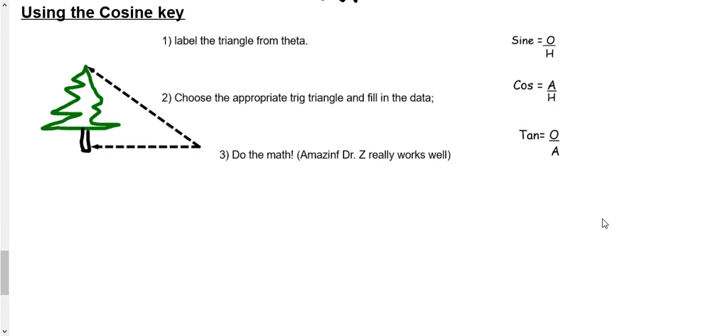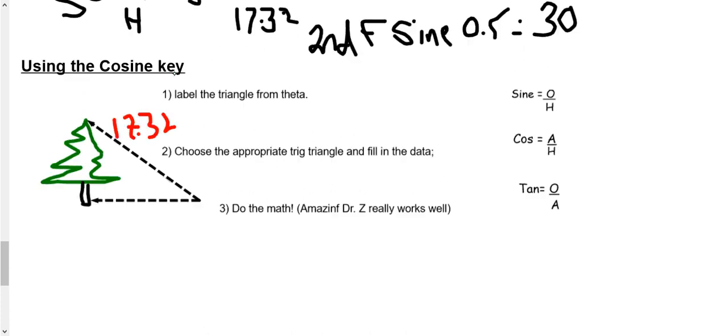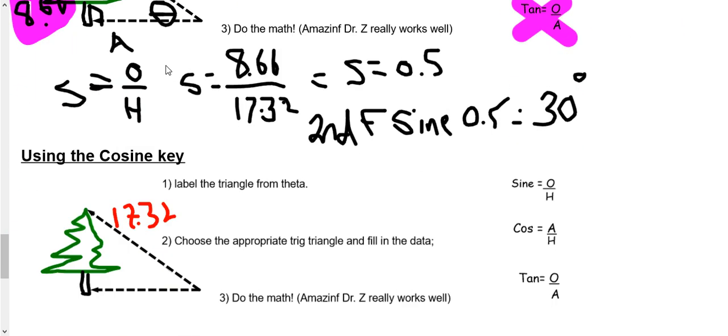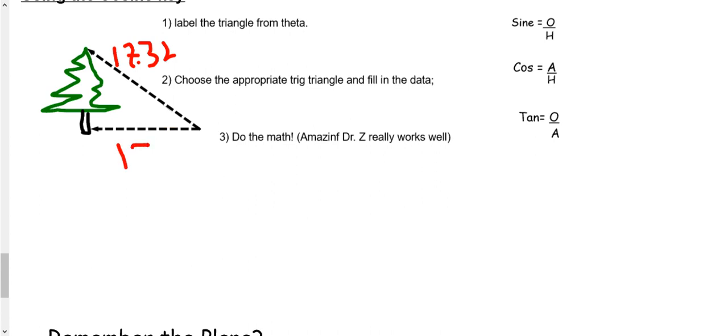But like a good teacher, I didn't get this quite ready. So our hypotenuse was 17.32. Our adjacent, what do we have for adjacent from way up? Oh, 15. Okay. So our adjacent was 15, and we're looking for theta. Okay. So what's our first job? Label. So from theta, this is my opposite, this is my hypotenuse, and this is my adjacent.